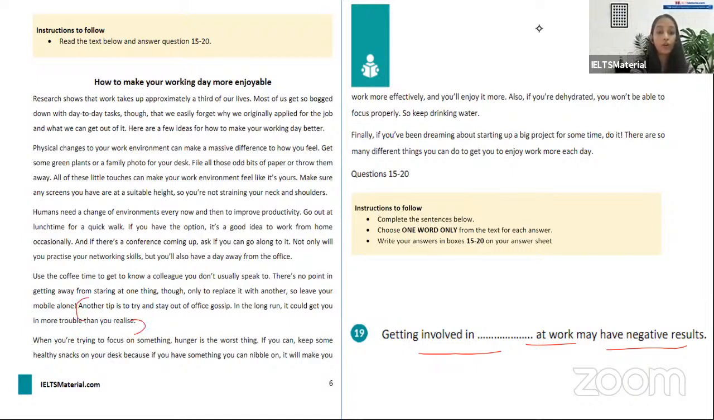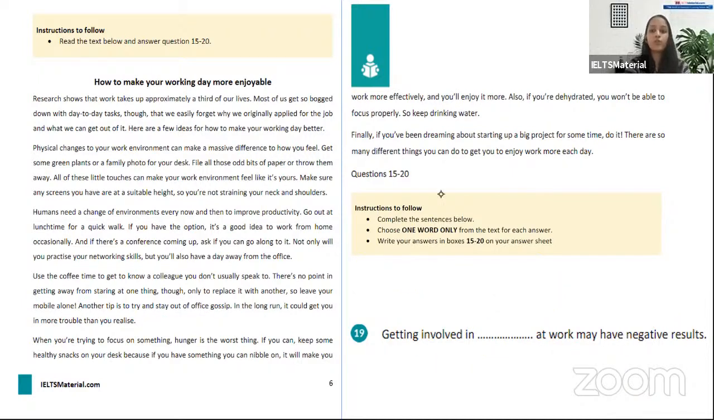Try and stay out of office gossip. In the long run, it could get you in more trouble. So trouble and negative results look similar. And what else? Stay out of office gossip, right? So office is at work. So what should we not get involved in? Correct, Gurjeet. Great. Yes, gossip. Gossip is your answer. And this is one word. So yes, we are following the question instructions.